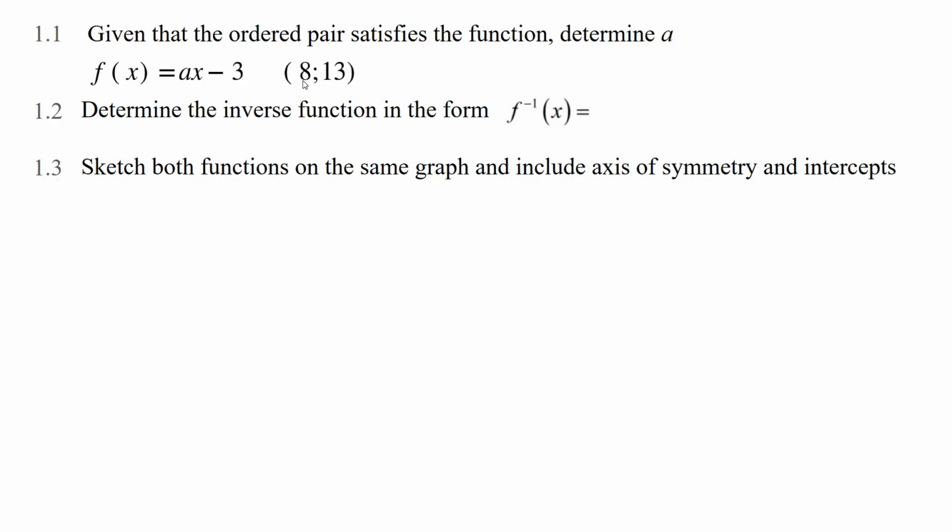Well, when you're given an ordered pair, you're given an x value and a y value, or an f of x value. f of x and y are kind of the same thing. Well, all you do is take 13 and put it right there, and you take x is 8 and put it right there. And that's all you do.